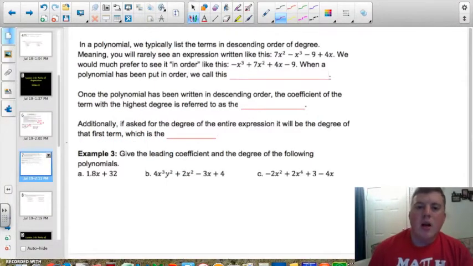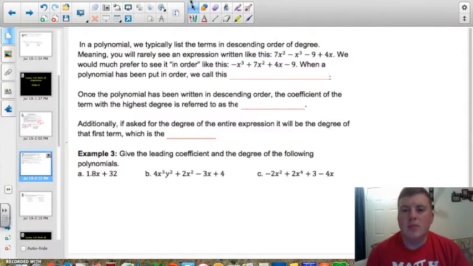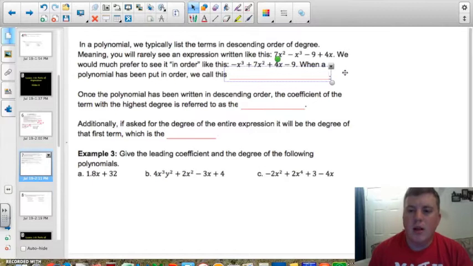Alright, now in a polynomial, we typically list the terms in descending order of degree. And when we say descending, we're going from highest to lowest. So for example, you would rarely see an expression written like this example, 7x squared minus 8 minus x cubed minus 9 plus 4x. Instead, we would want to see it in order. We'd want to put the one with the highest exponent first. So we would rather write it negative x cubed plus 7x squared plus 4x minus 9. When a polynomial has been put in order, we call this the standard form of the polynomial.